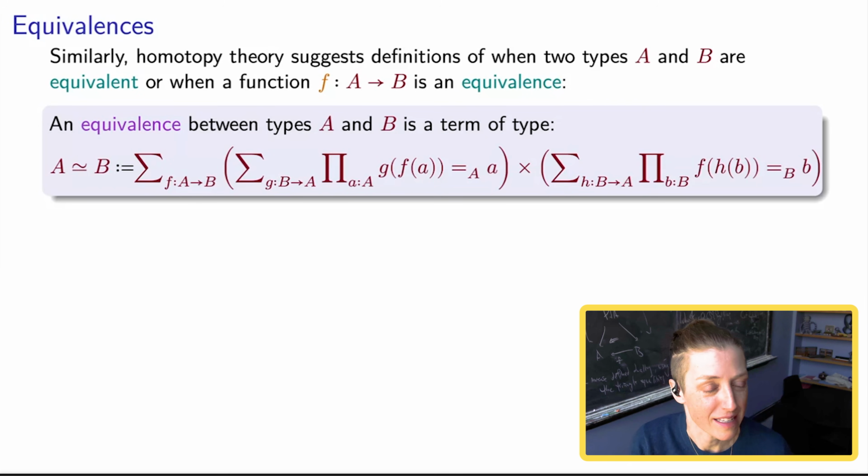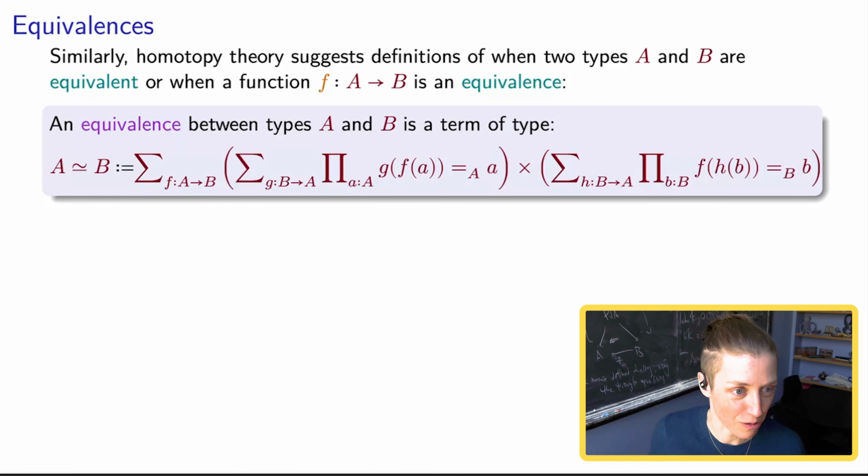The type of equivalences is the type which I'll read here using the homotopy type theoretic Rosetta Stone. So for there to be an equivalence between A and B, firstly, there needs to exist a function f from A to B. And then there also needs to exist a function g from B to A.